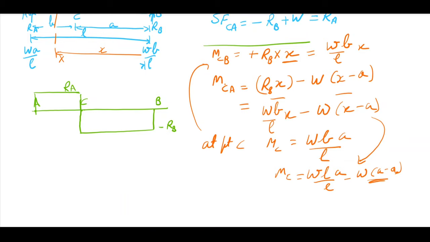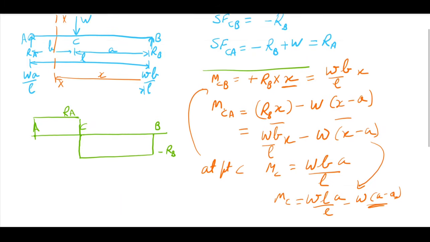So if I want to draw the bending moment diagram, so for this case mark the point B, C and A on the axis. So bending moment is 0 at B, because when I put X is equal to 0 in the equation for CB section, I get moment at B is equal to 0.